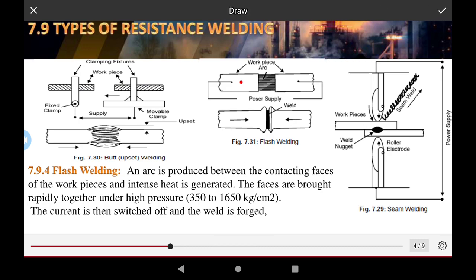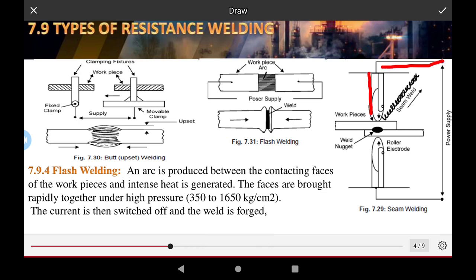Second is the area of the workpiece being welded in the process of supply. The workpiece forms an arc. This is one part, and the second part of the workpiece is held by the supply. Flash welding increases the area of the weld. This is the flash welding, and this is the part of the welding.